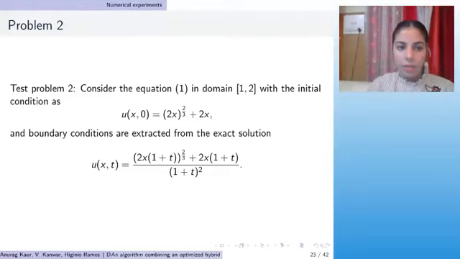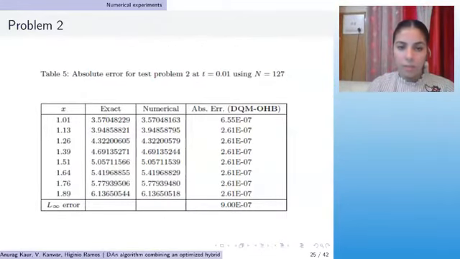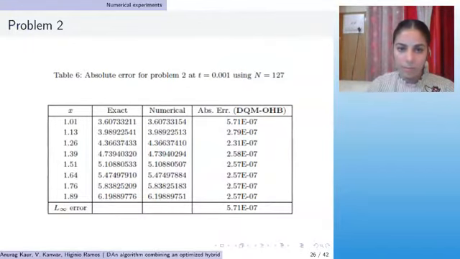Now we are heading to problem 2, which is considered as this. Boundary conditions can be extracted from the exact solution. Each of the tables lists the results obtained in a single time step only, without compromising the accuracy. That means three tables have been shown which have been evaluated in just one time step.